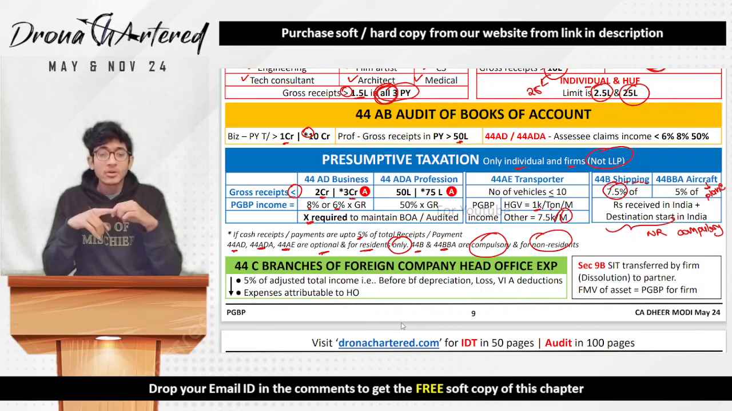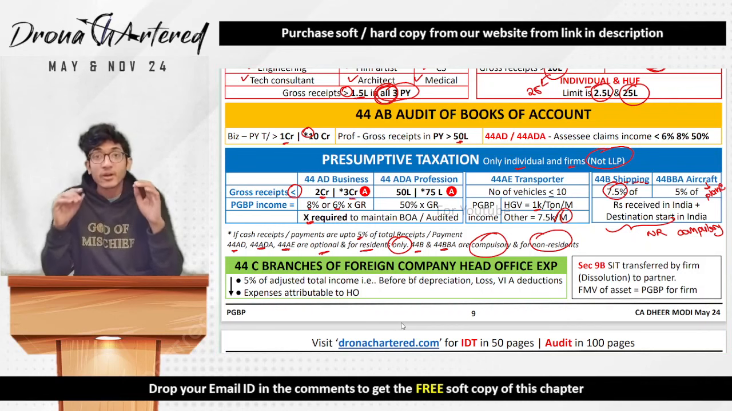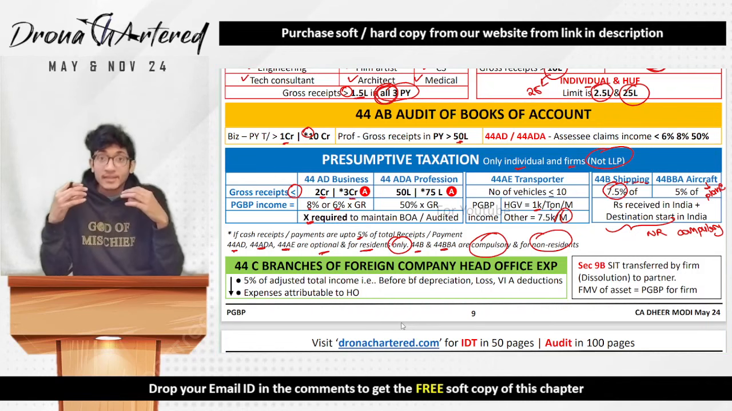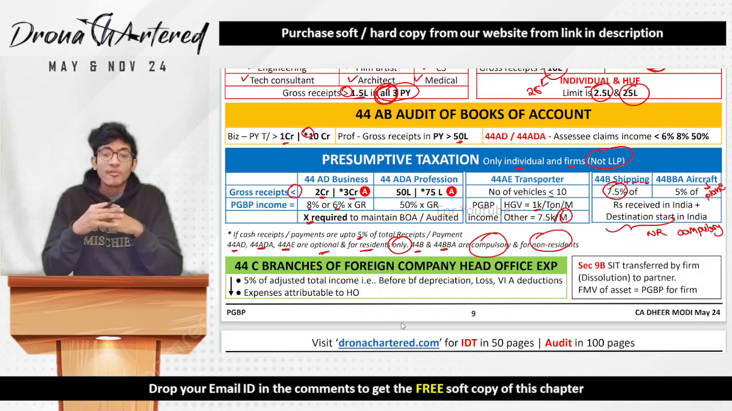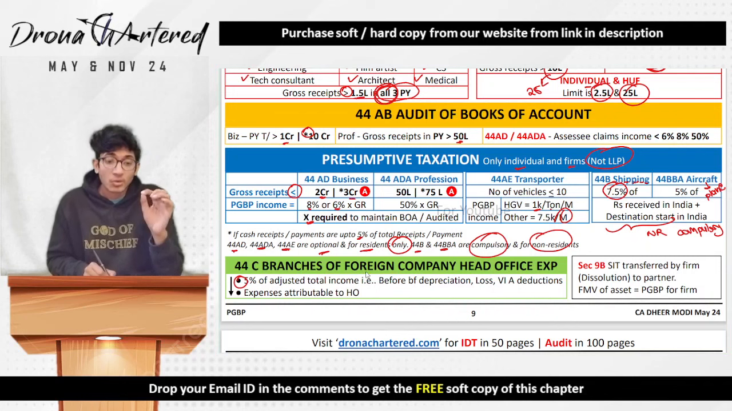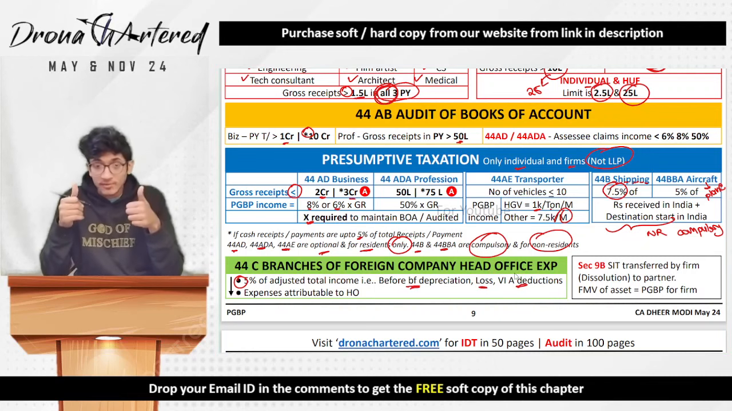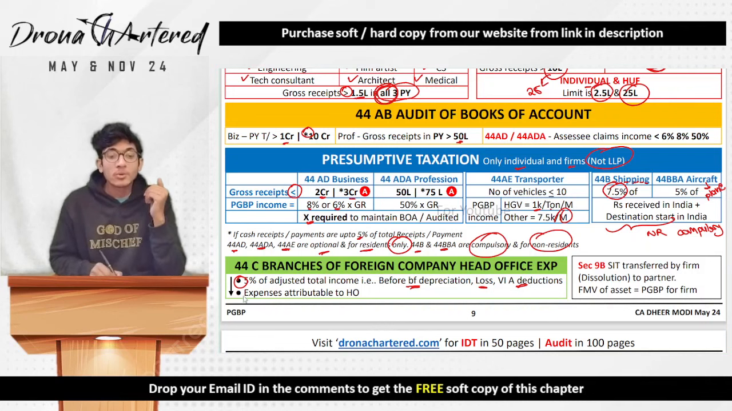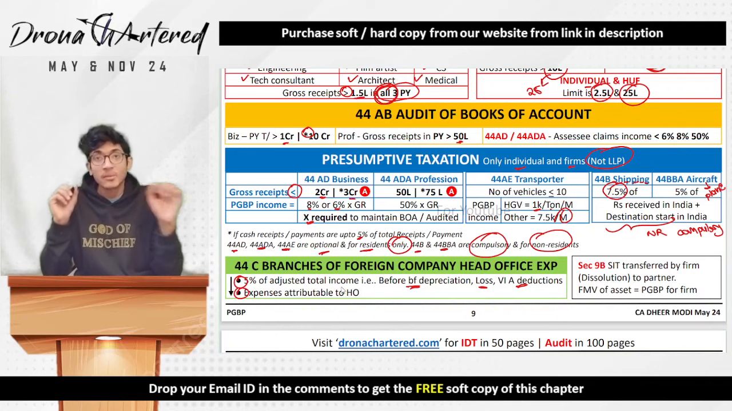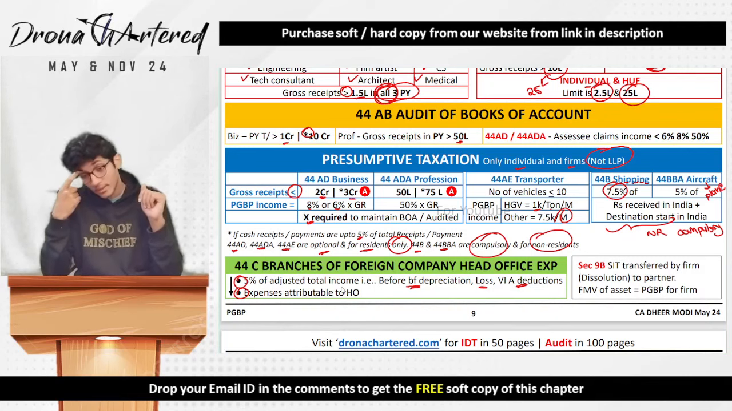The last part of this chapter is your 44C, that is head office expenses of branches of foreign companies. That means if there are any foreign companies whose branches are in India, and these branches pay head office expenses to the foreign company, how do you deal with it? How much expense will be allowed? We will allow you only 5% of adjusted total income, that is before brought forward depreciation, loss or deductions, or the expense that you have attributed to HO, whichever is lower. That means the maximum cap is 5% of adjusted total income.